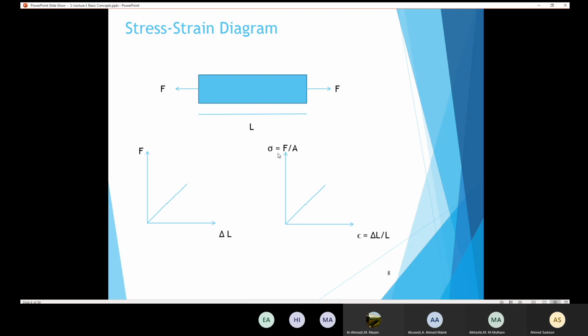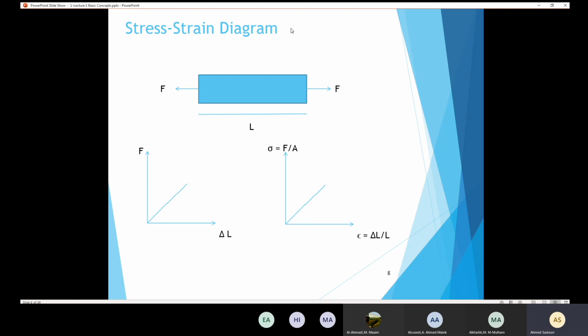So in the y-axis, I'm going to have the stress, and in the x-axis, I'm going to have the strain. So in the y-axis, the stress equals F over A, and in the x-axis, the strain is going to equal the deformation delta L over L. So now I can compare the property of that material with any other material. We call this diagram the stress-strain diagram.